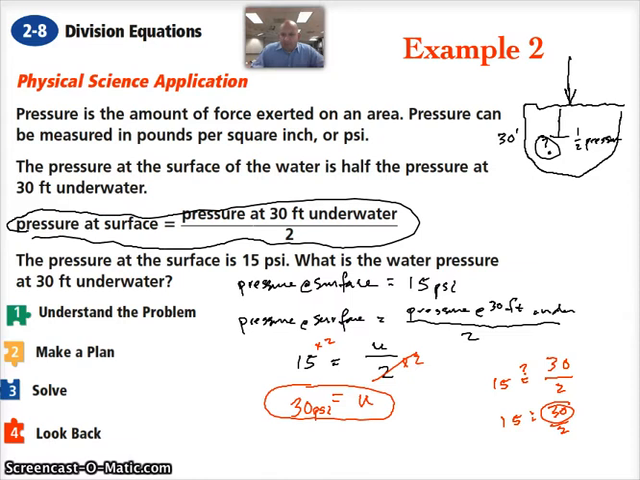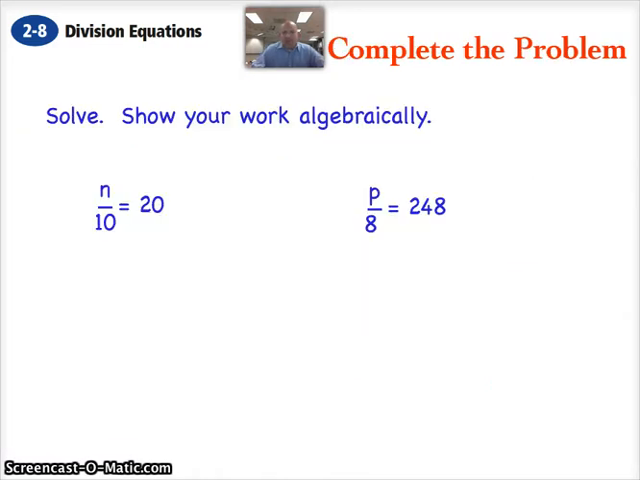All right, here are 2 additional problems for you to complete. We have n divided by 10 equals 20, p divided by 8 equals 248. In order to isolate the variable over here, of course, you're going to have to take the inverse operation of divide by 10. And you know what that is. We'll see you in class.